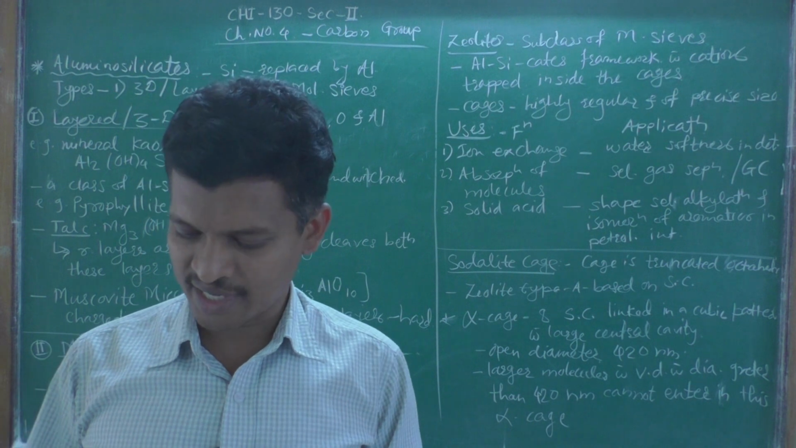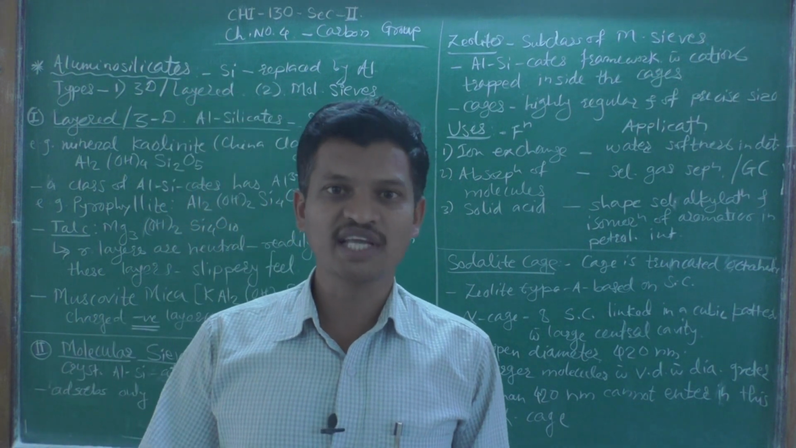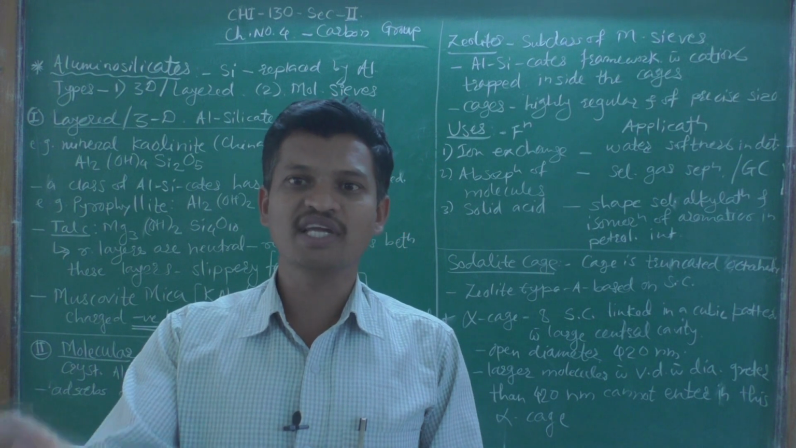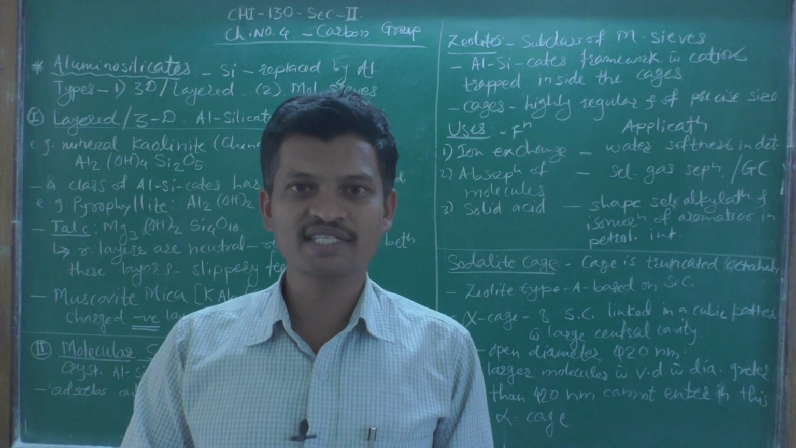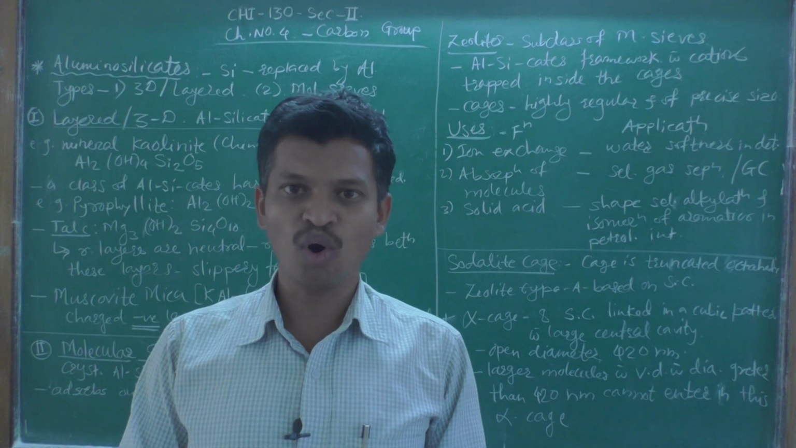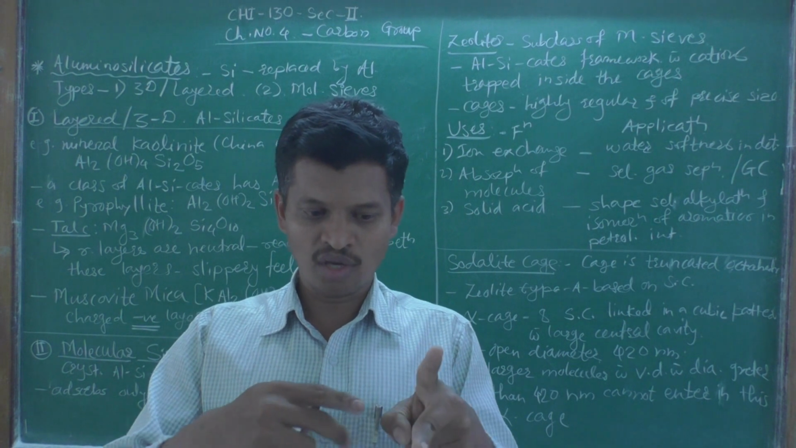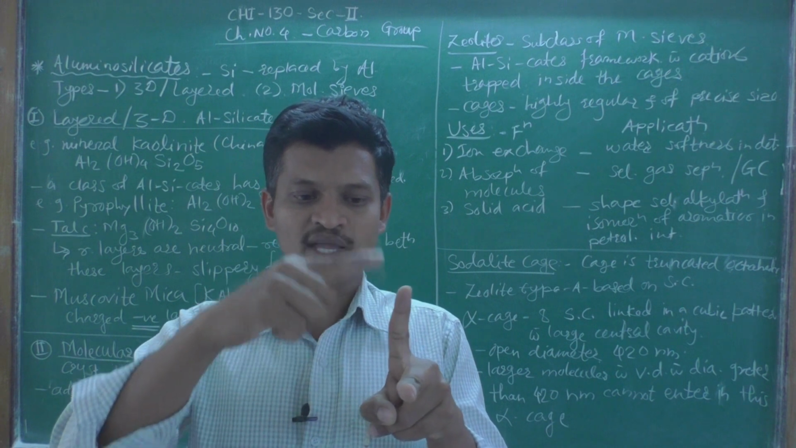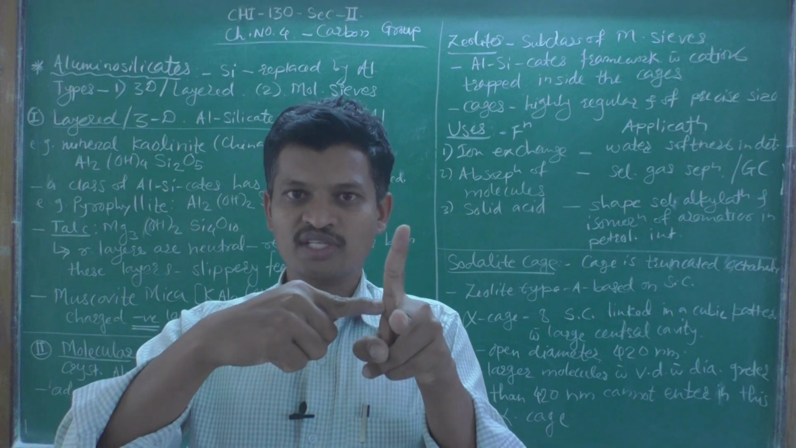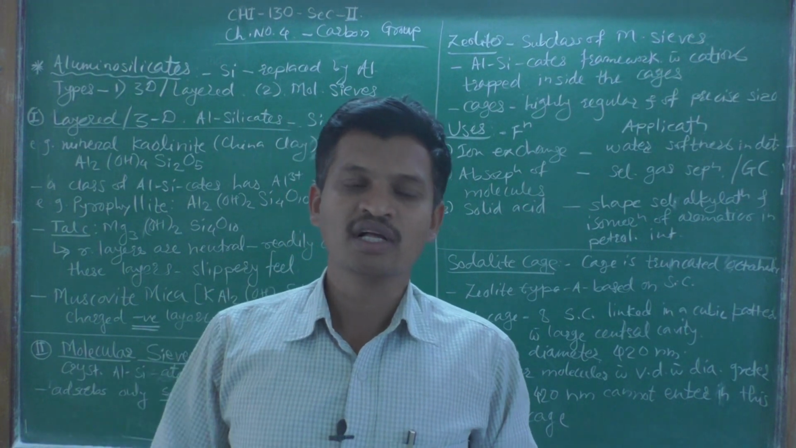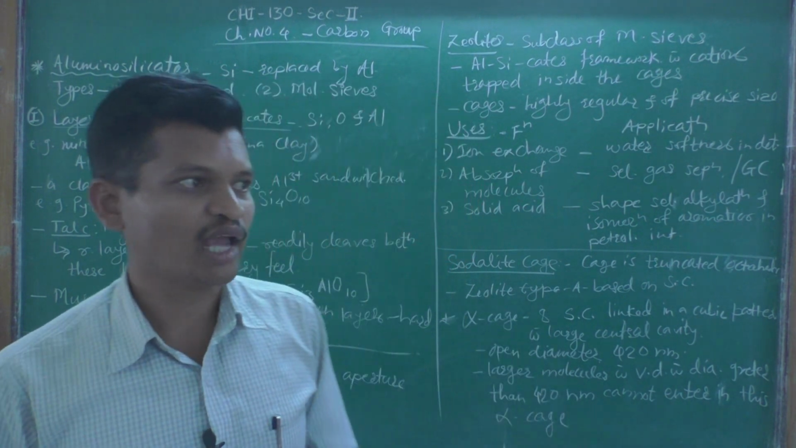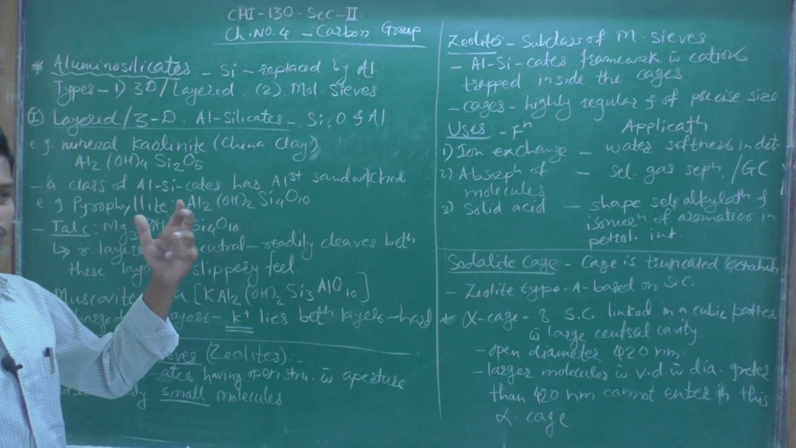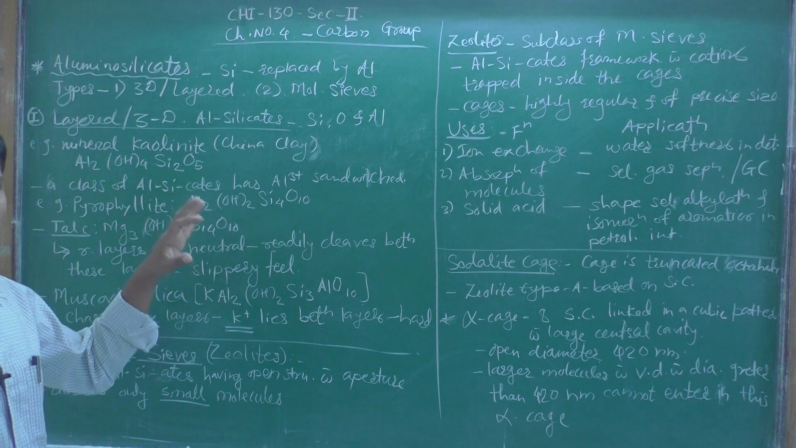Actually, in layered aluminosilicates, the repeating unit consists of silicate layers. So the silicate layers are repeatedly present in all 3 dimensions, that is in x, y and z. So this is, let us say, x, this is y, and this is, let us say, z. So in all 3 dimensions these repeating silicate layers are present in aluminosilicates. Now, let us see some examples of these 3D aluminosilicates.